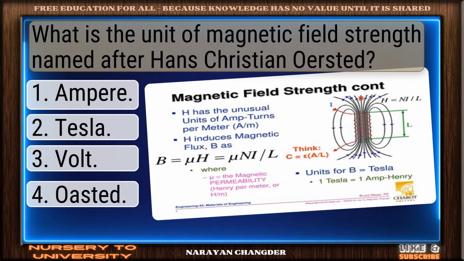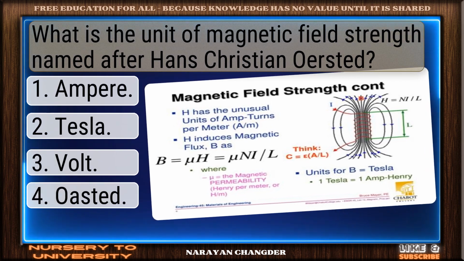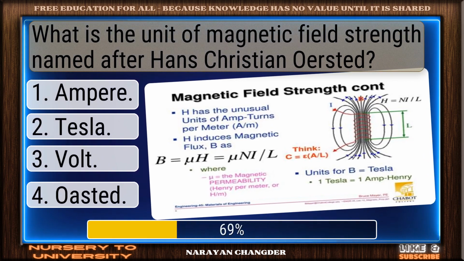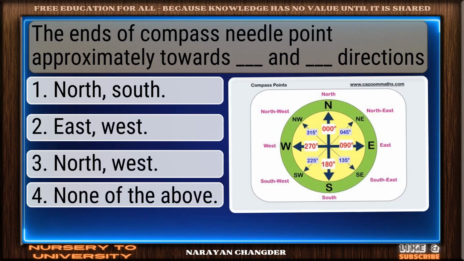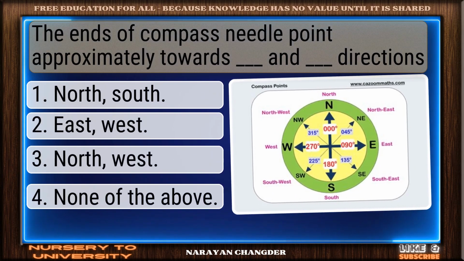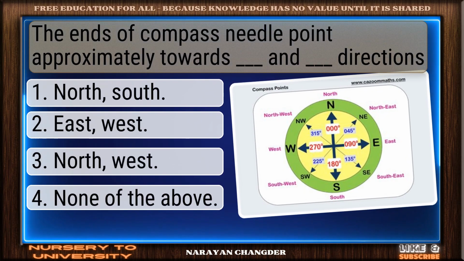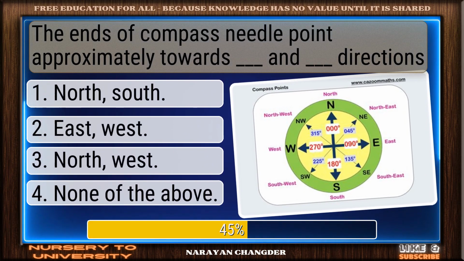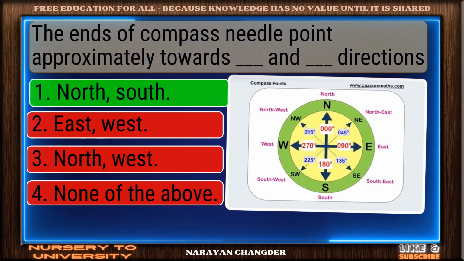What is the unit of magnetic field strength, named after Hans Christian Ørsted? Great job. Ørsted is accurate. The ends of compass needle point approximately towards dash and dash directions. Bravo, north-south is the answer.